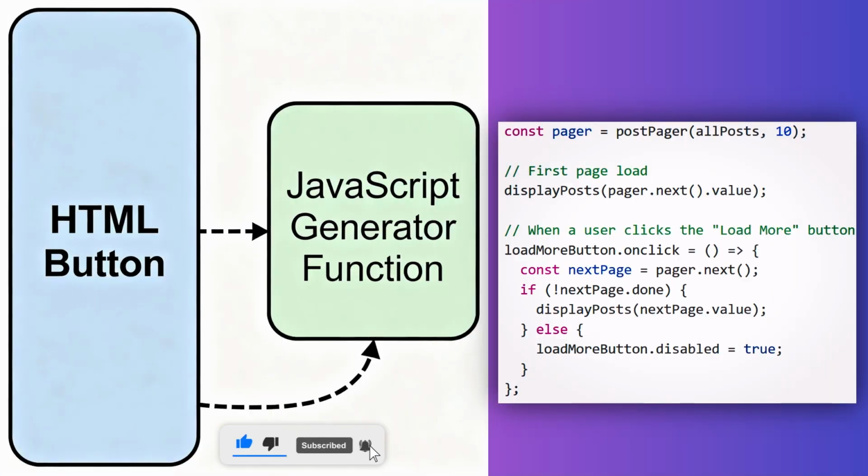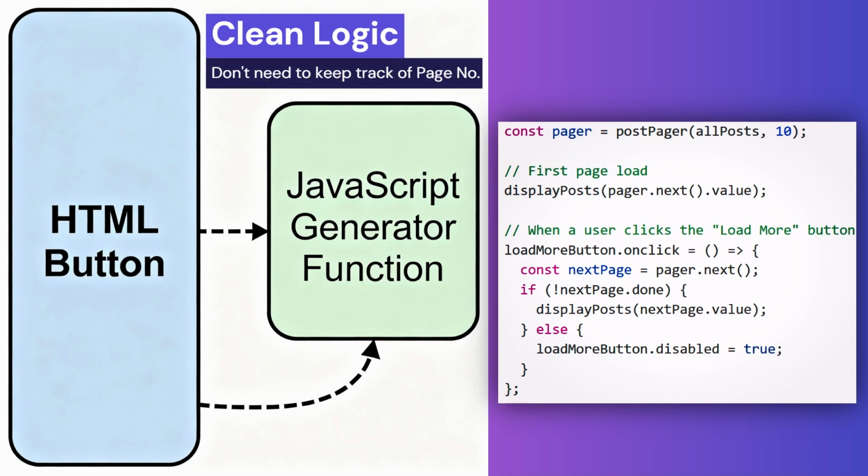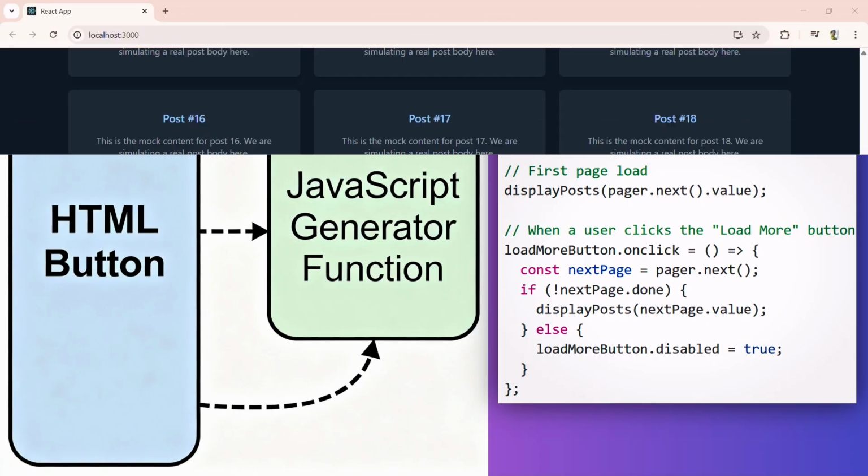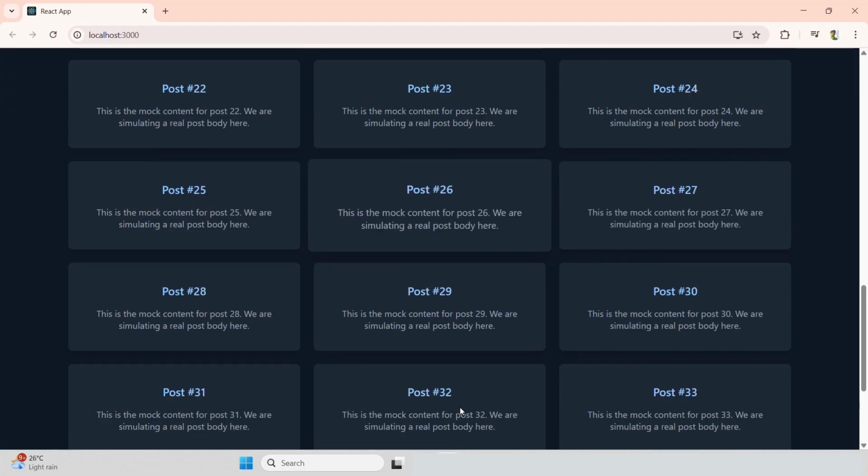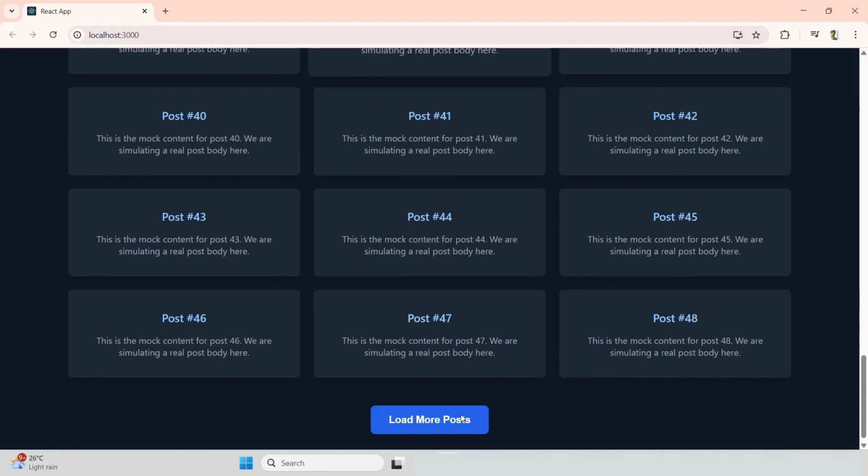We can even connect this to a button in our HTML. This is beautiful. The logic is so clean. The generator keeps track of where it is in the list, so we don't have to manage a complex page number variable ourselves. As you can see, it is the perfect way to load the data exactly when the user requests it.